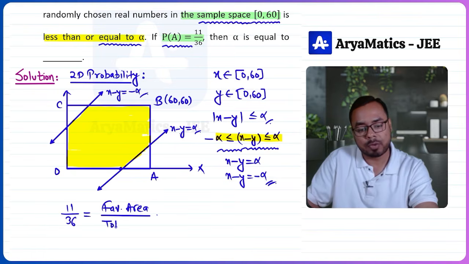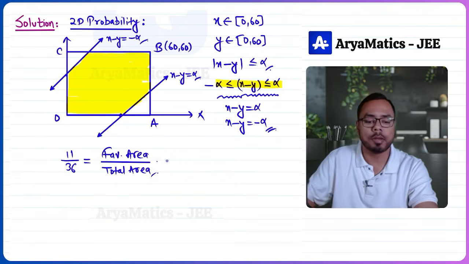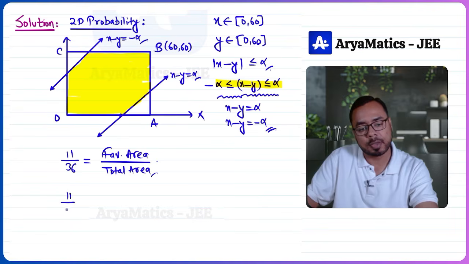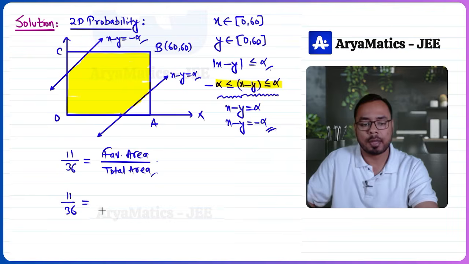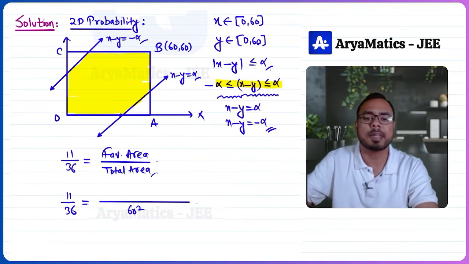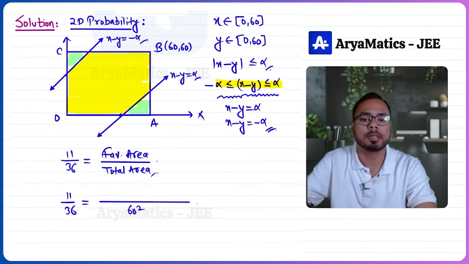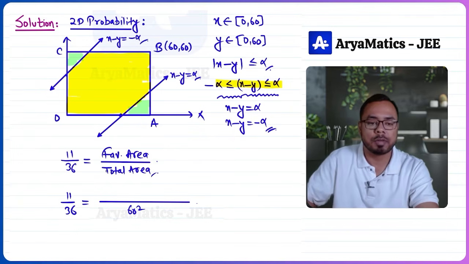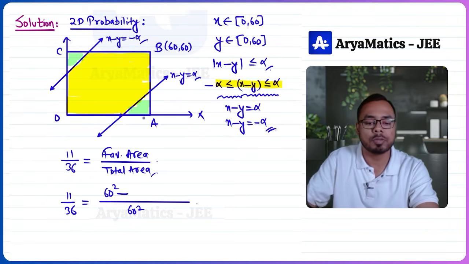So clearly you can see that total area will be the area of a square, and for this square, the side is 60. Therefore, the area of that square will be 60 squared, right? So in the denominator, we'll get 60 squared, and in the numerator, we need to remove these two areas, right? This area highlighted in green color is not favorable area. So the favorable area will be 60 squared, that is the area of the square, minus the area of these two triangles.